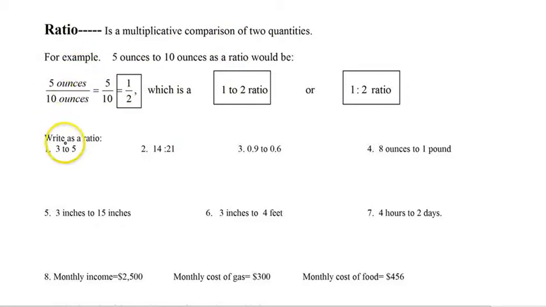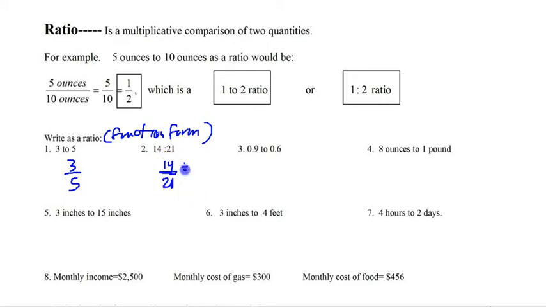So, what I want to do is to write the following as a ratio in fraction form. Okay? So, the first one would be 3 to 5. We would just put 3 to 5. Number 2, that's 14 over 21, so it's a 14 to 21 ratio.